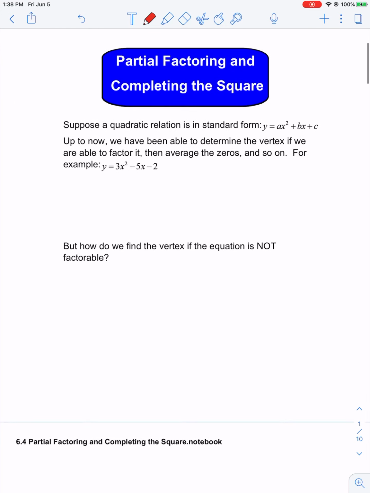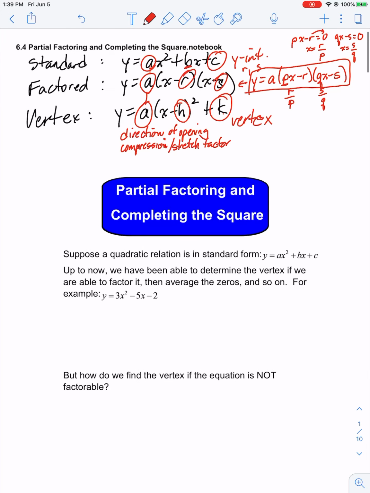Okay, so up to this point, we have been able to go from standard to factored. We have been able to get to vertex from standard via factored, so we'd have to factor it first and then go to vertex form. What we want to be able to do is go from standard to vertex form. And that's what this lesson is all about, is how do we do that?